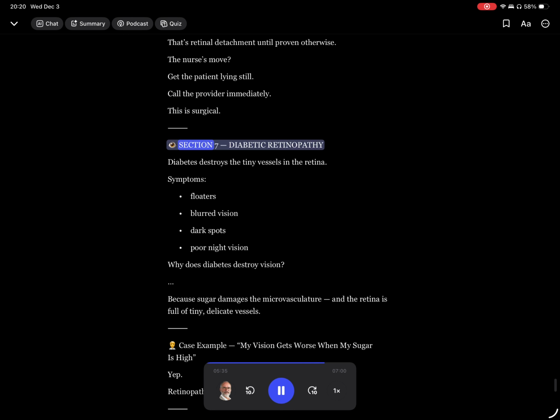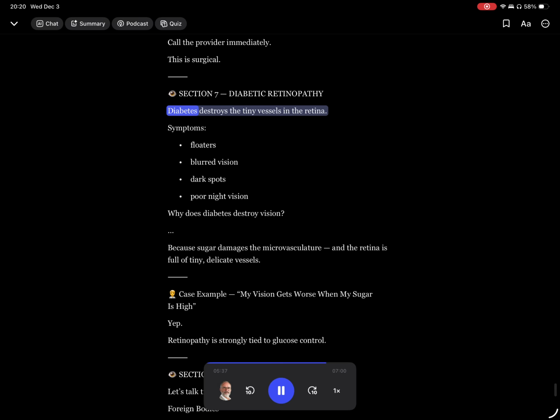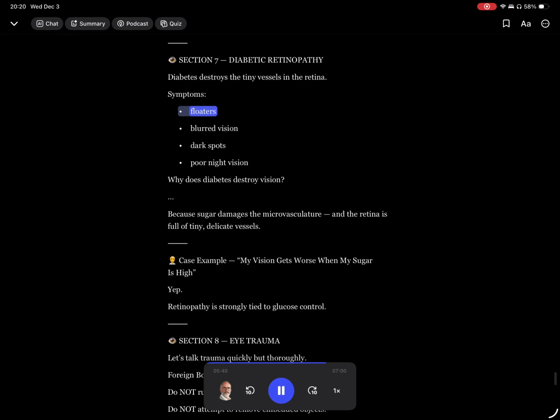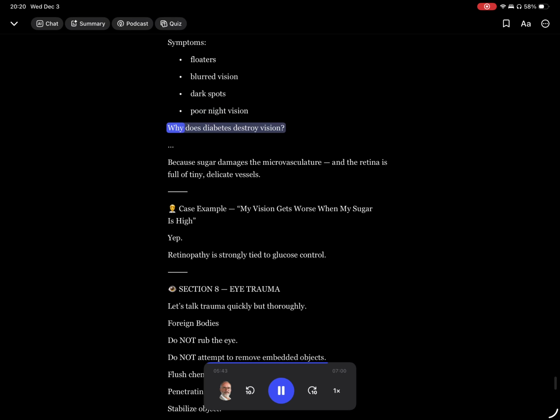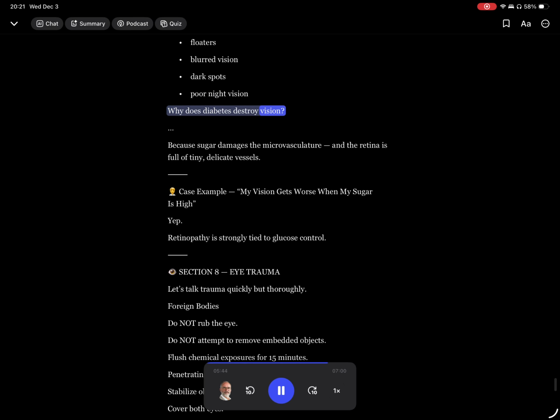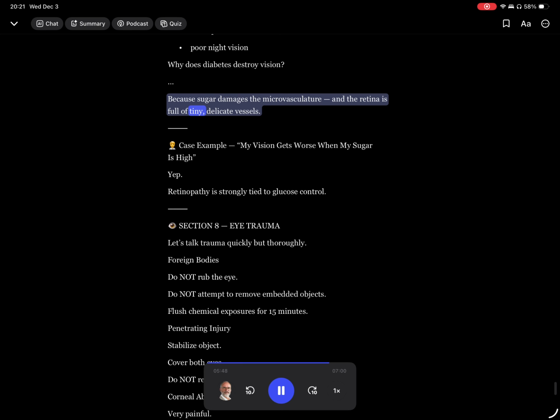Section 7. Diabetic retinopathy. Diabetes destroys the tiny vessels in the retina. Symptoms: floaters, blurred vision, dark spots, poor night vision. Why does diabetes destroy vision? Because sugar damages the microvasculature, and the retina is full of tiny, delicate vessels.